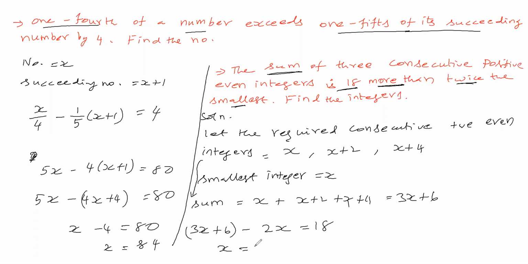So x is equal to 12. Therefore the required consecutive positive even integers are 12, 14 and 16. Okay, let us go to next question.